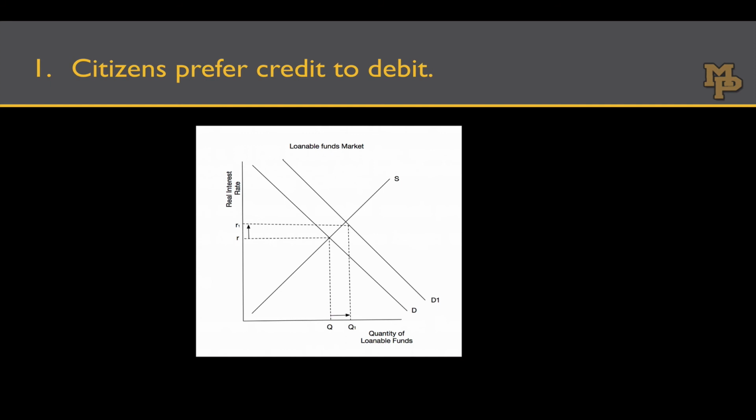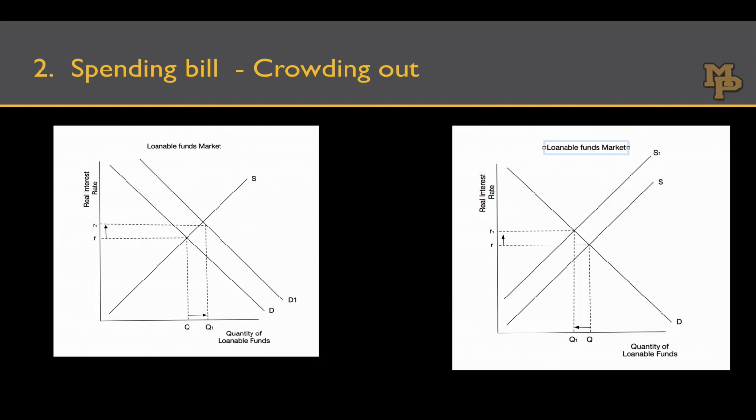So for number 1, if citizens begin to use credit cards instead of debit cards, this is the graph that you'll see. So you'll see a situation here where the demand for loanable funds will increase because people are borrowing essentially when they swipe those credit cards. That's going to drive interest rates up. And as interest rates go up, the quantity of loanable funds will increase and you move along the supply curve. If we have the spending bill, this is our crowding out. So either of these answers are acceptable.